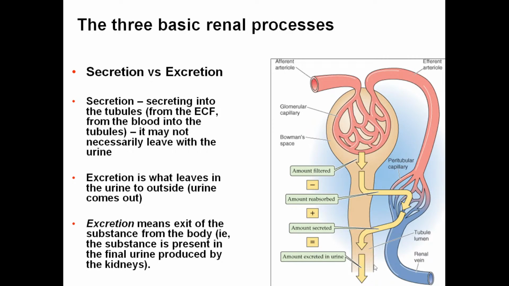In other words, excretion means exit of the substance from the body, which means substances that are present in the body and those which will be present in final urine will be excreted from the body. And as you can see on the slide, the amount of excreted substances in urine will be equal to the amount that is filtered, minus the amount that will be reabsorbed, because those substances return back into the blood, and the amount that is secreted will be added to the final excretion. So this is as for secretion versus excretion.